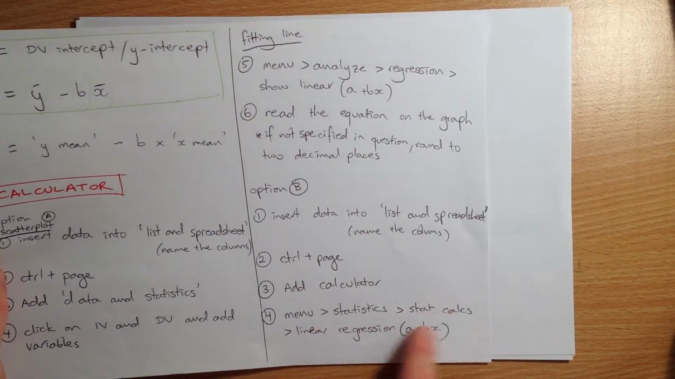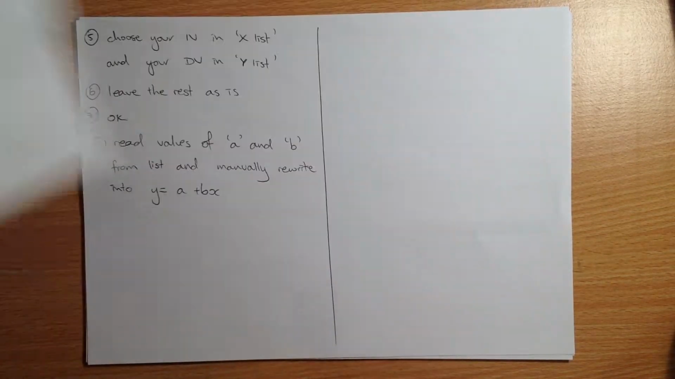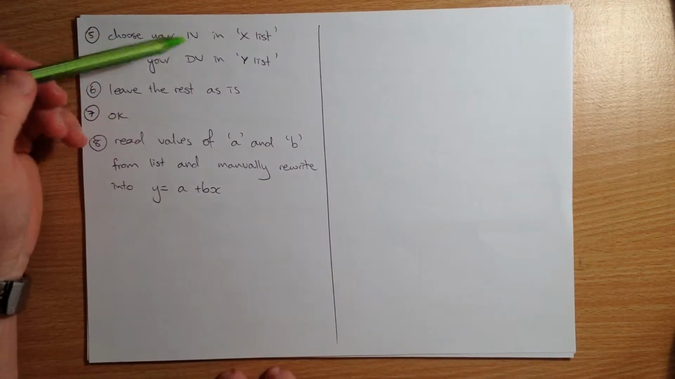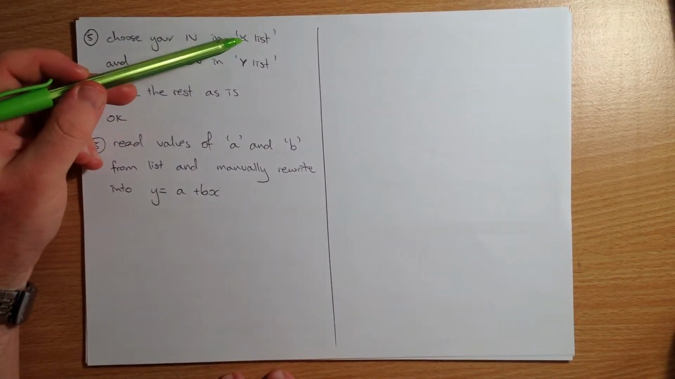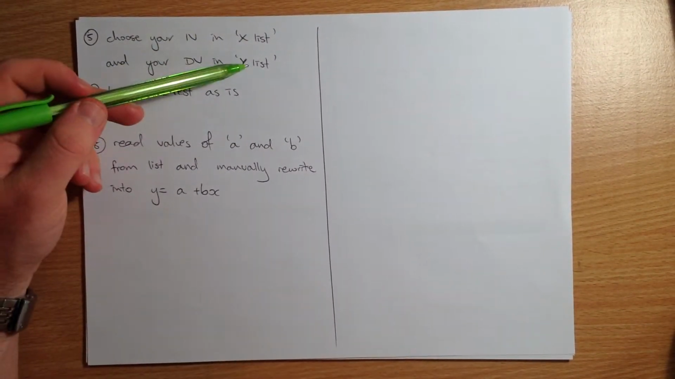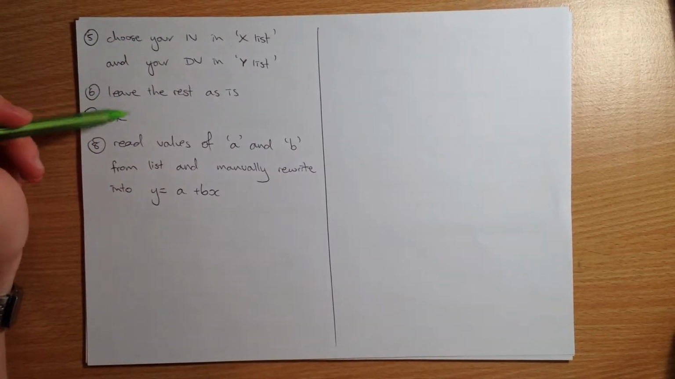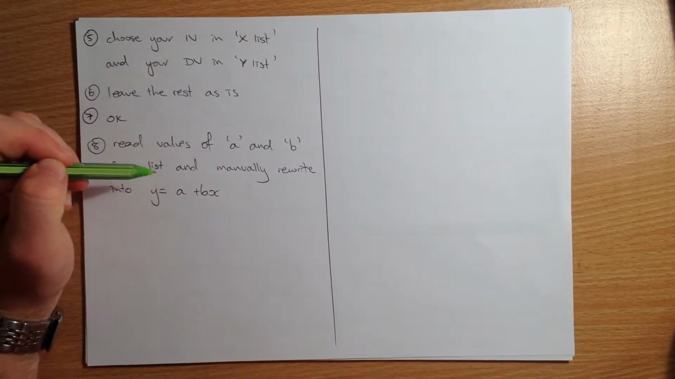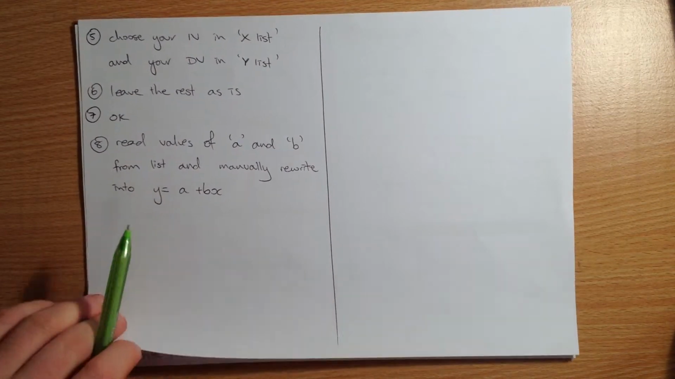So once you've pressed all this, linear regression a plus bx, you'll also need to just follow these things. Choose your independent variable in the x list box, your dependent variable in the y list, leave the rest as it is, hit OK, and then it'll just tell you what the values are. I reckon that's a highly doable thing.